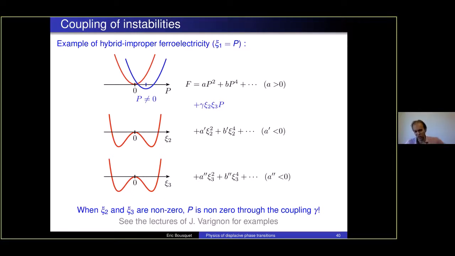So that means that it's valid for the polarization and ferroelectricity, but it's valid for whatever unstable mode of phase transition you have in your system. Here I will not go into detail because Julien Varignon will show you much more details and examples with this type of couplings, so I will stop here. And if you have questions, I have my other slides as well.